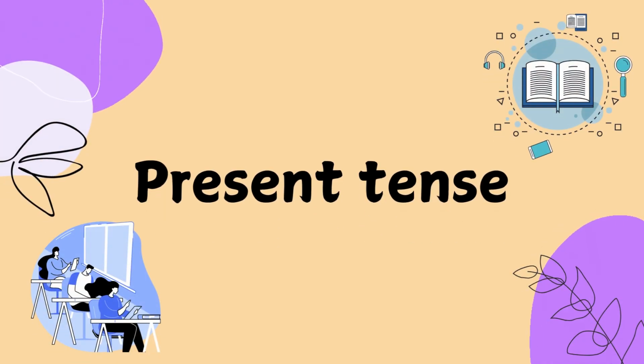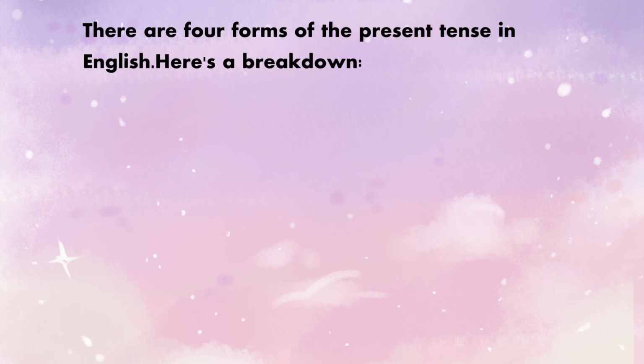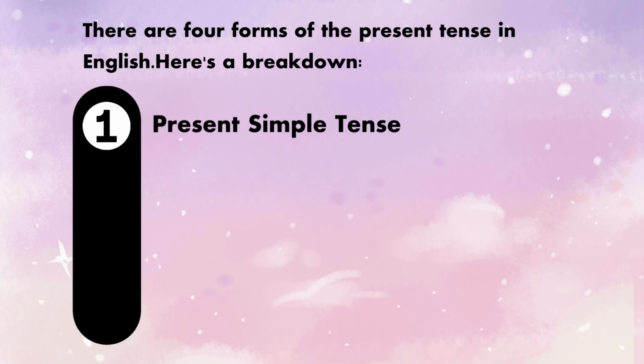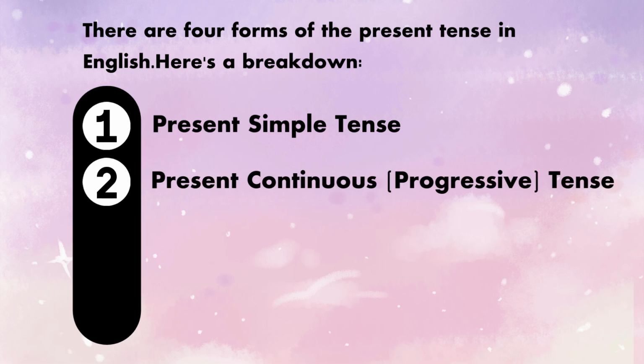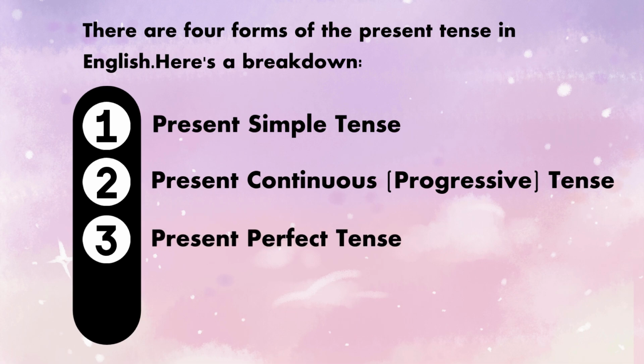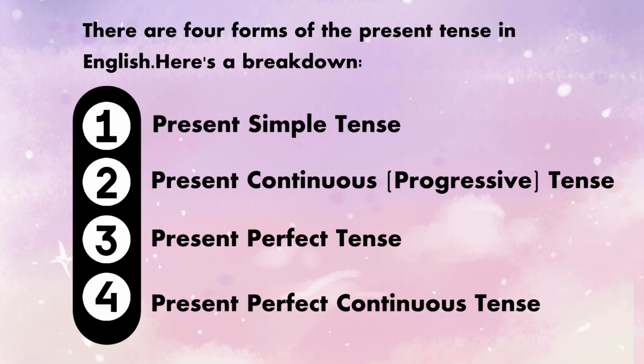Today we will discuss present tense. There are 4 forms of the present tense in English. Present simple tense. Present continuous, progressive, tense. Present perfect tense. Present perfect continuous tense.